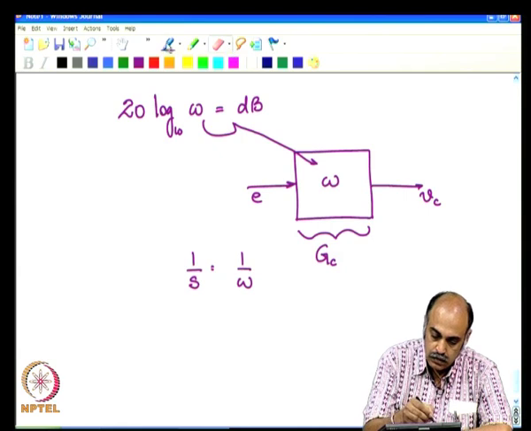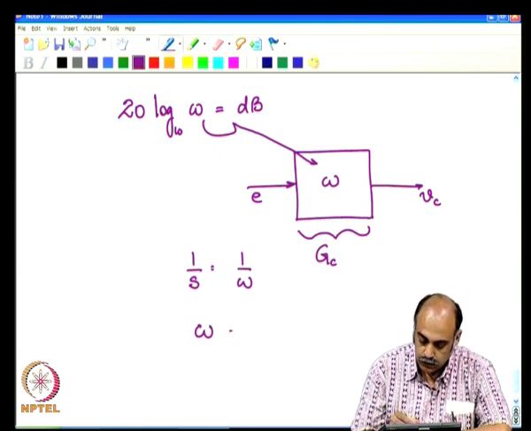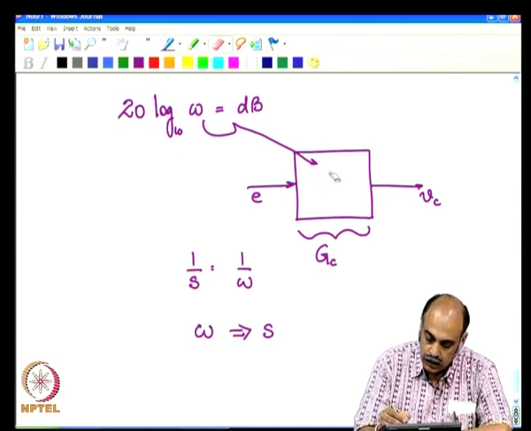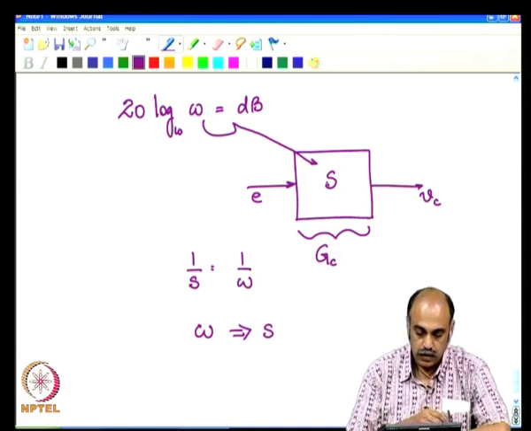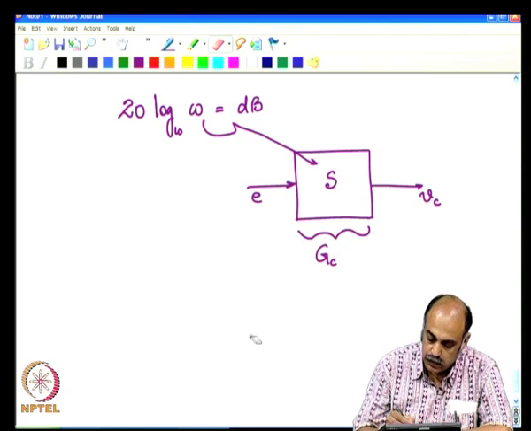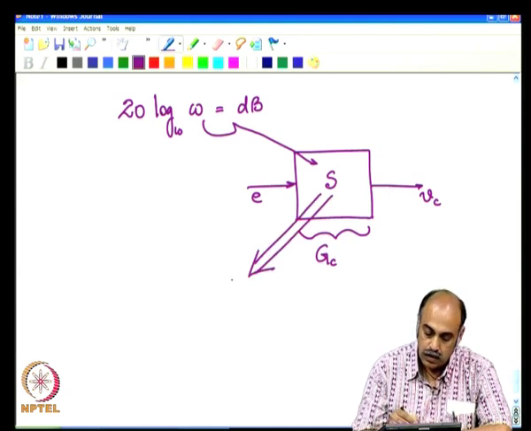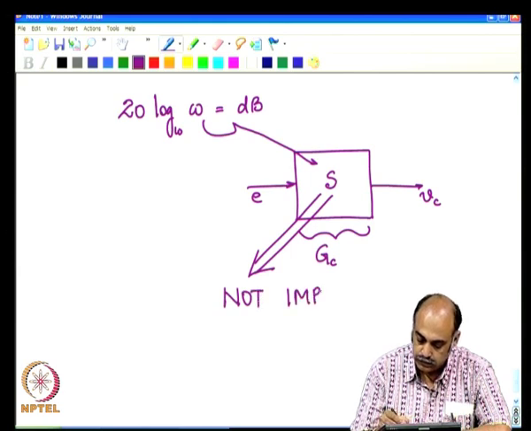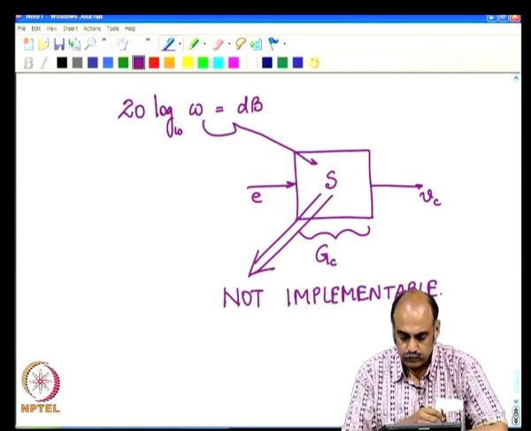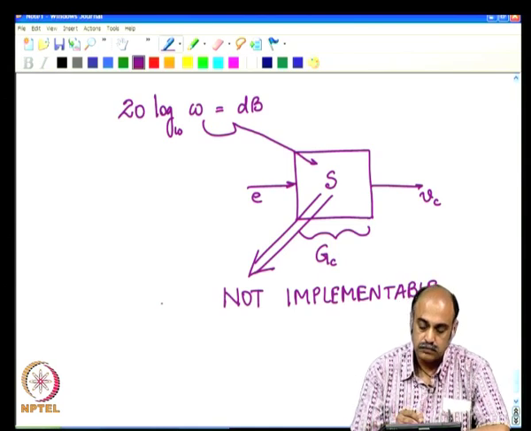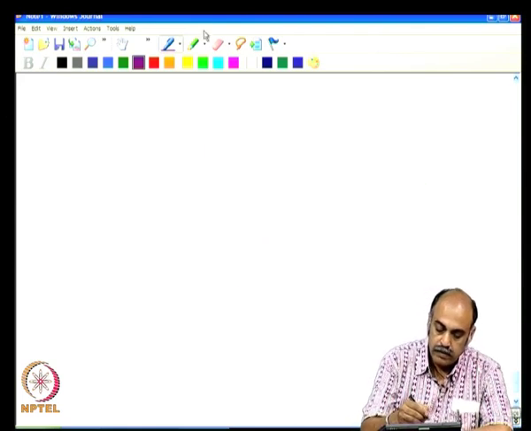Likewise, to get omega, which would imply s or a derivative. So, the transfer function here would mean it is just s. But remember, you cannot have a pure derivative. This in this form is not implementable. A pure derivative cannot be implemented because we cannot know the future. It is a prediction. What does it mean? Derivative is nothing but the slope.